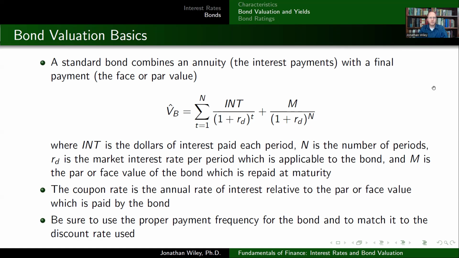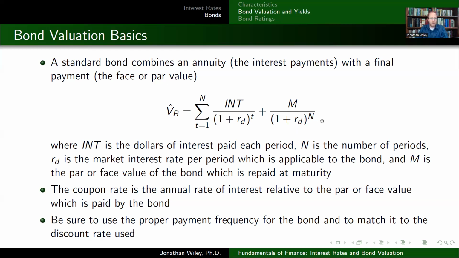So when I'm trying to find the value of a bond, what I need to find is the present value of the annuity, the interest payments, along with the present value of whatever that final payment is, what we get at the end. So basically, the present value of an annuity plus the present value of a single future value lump sum amount that is received at the very end. If you put that in equation form, you get this.